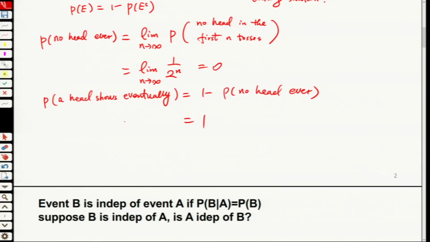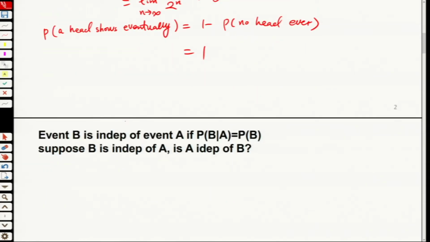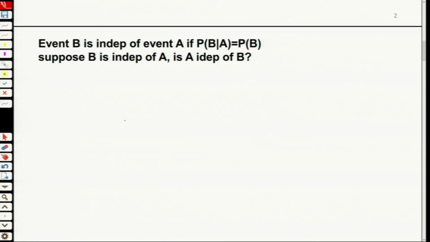Okay, next we're going to talk about what independence is. We keep talking about independent trials, and how to formally define independence. If we have two events, event A and event B, we say event B is independent of event A only if the probability of B given A equals the probability of B. So this is the definition of independence. Event B is independent of event A if this is true.